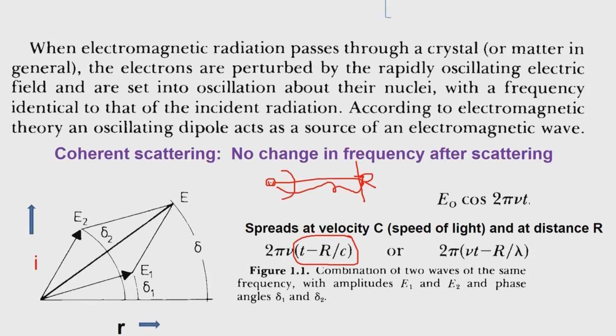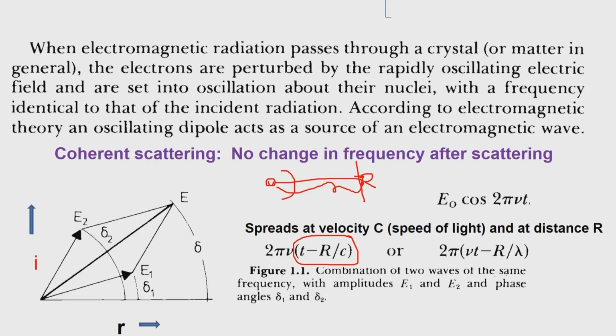Let me make it clear again. What is happening is that if we are measuring at a time t with respect to the position r, we are actually looking at the wave which originated t minus r by c, where c is the velocity of light, and r is the distance at which it has travelled. So light has already travelled by that distance, and this is what is known as the path difference.